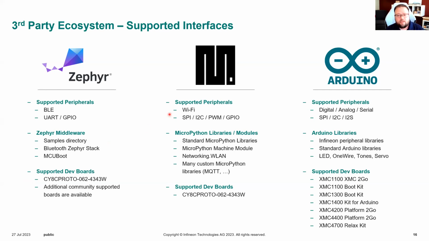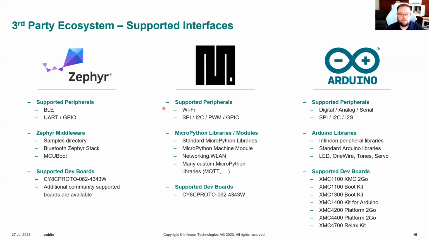On the MicroPython side, we have support for Wi-Fi. So not BLE, but instead Wi-Fi, and a little bit wider set of the actual serial and digital peripherals. We have support for SPI that was just released, support for I2C, PWMs, and GPIO control as well. Inside the MicroPython environment itself, you're going to have access to the standard MicroPython libraries, a lot of those trying to align as closely as possible to Python. Specifically, we have the full MicroPython machine module that's really going to allow it to interface with the PSoC device that's supported. Networking capabilities are really aligned with the Wi-Fi connectivity piece.